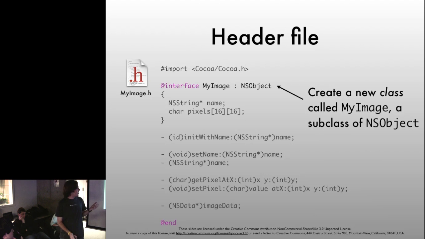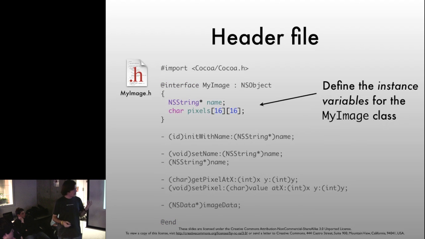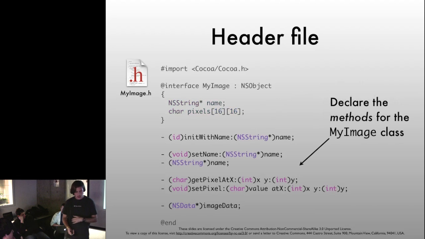Okay, after the interface line, inside curly braces are declarations of all of your instance variables. So in this case, we have a string variable called name and a double character array named pixels. Outside of the curly braces, but before the @end directive, are declarations of your public methods. And these are just declarations like we saw before. Any questions about what goes into a header file?